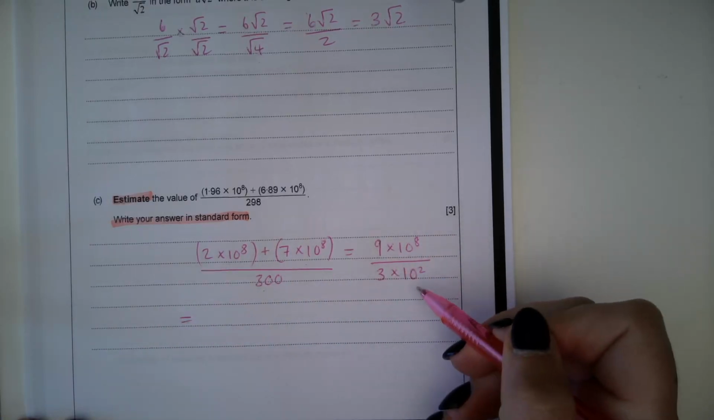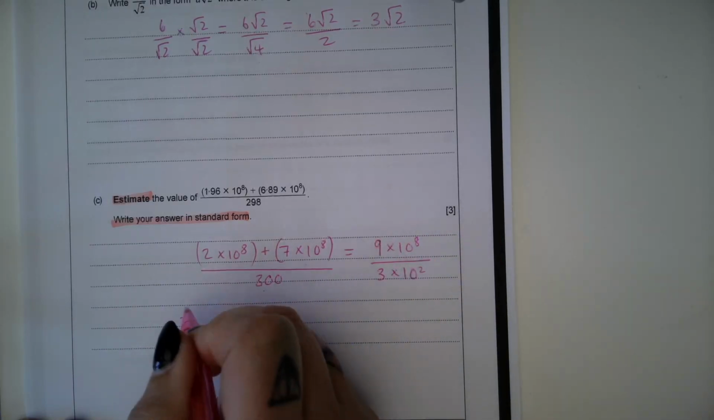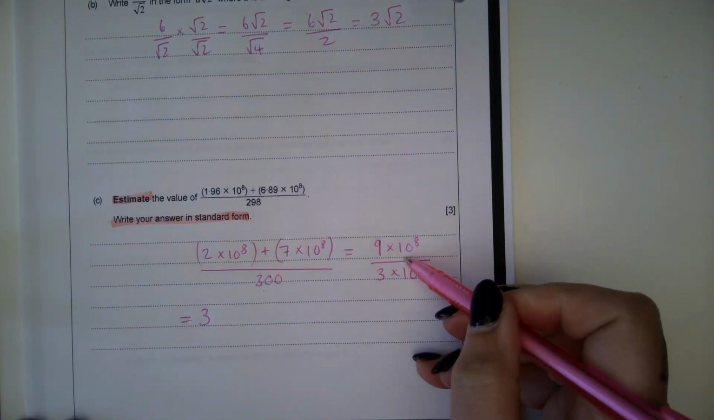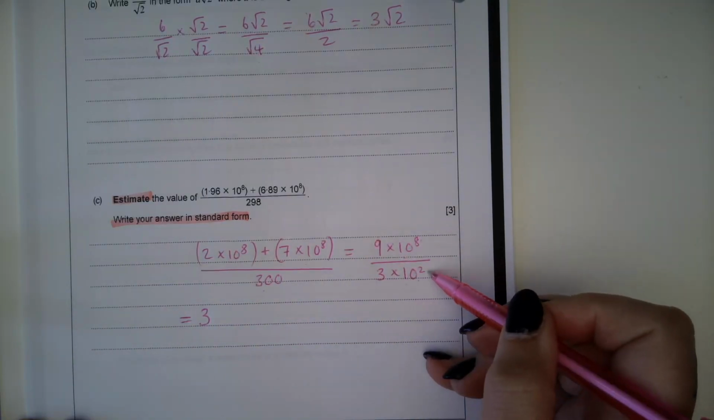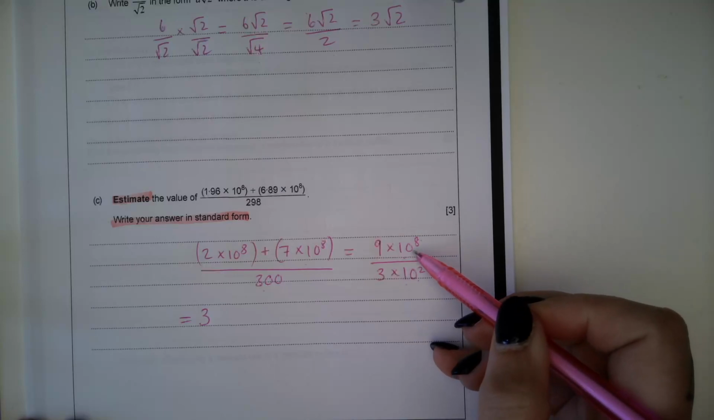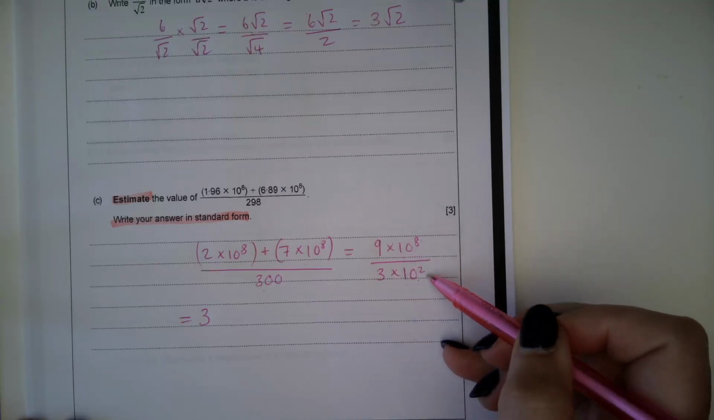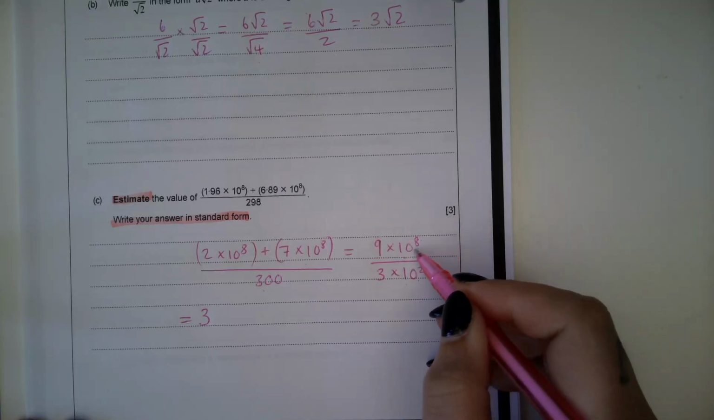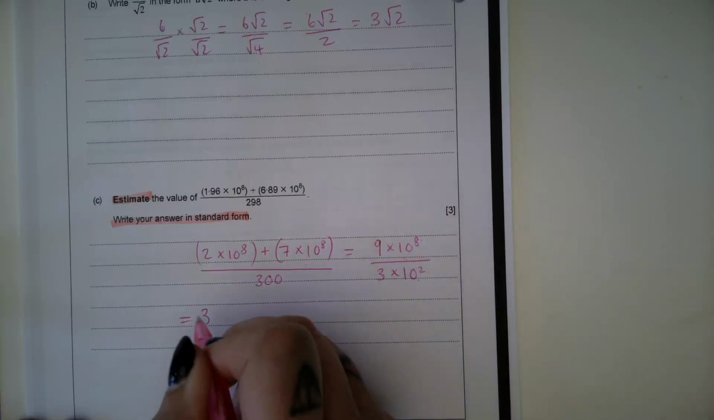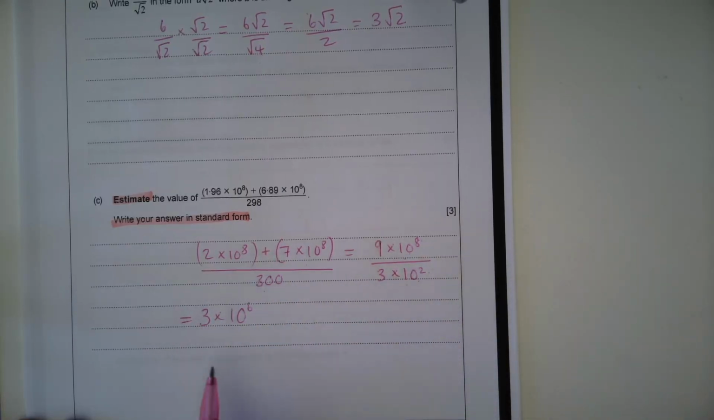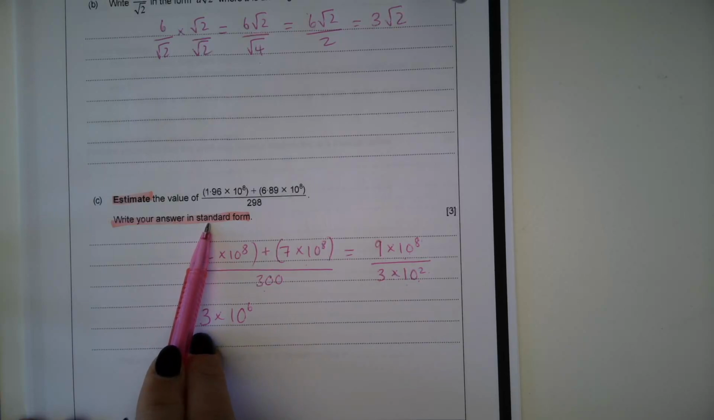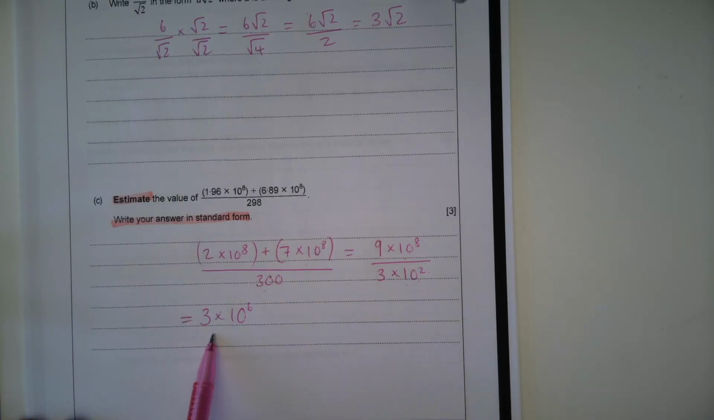Now we're going to carry out this calculation. 9 divided by 3 is 3. 10 to the power of 8 divided by 10 to the power of 2. Well, the law of division tells us if the base number is the same, we can simply subtract the powers. So 10 to the power of 8 subtract 2 is 10 to the power of 6. Let's check that our answer's in standard form. This first number needs to be between 1 and 10. Good, and we need to have it multiplied by a power of 10.